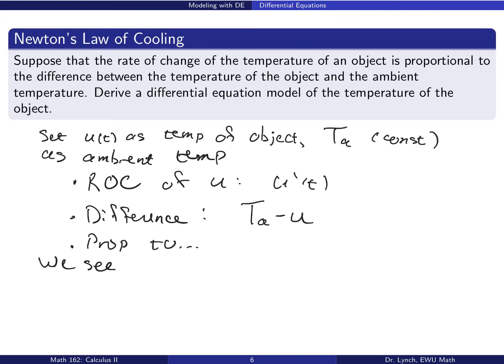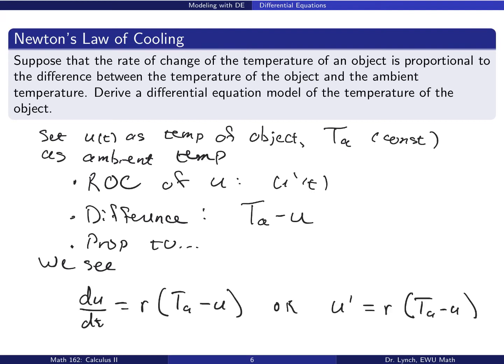And similarly to the last two examples, we have a couple of things here. We have the rate of change of the temperature U. So again, that's U prime of t. And the difference between the temperature of the object and the ambient temperature we can write as T sub a minus U. So here's a perfectly good differential equation model for this so-called Newton's law of cooling. We'll take it to be dU/dt equals R times T sub a minus U, or U prime equals R times T sub a minus U.